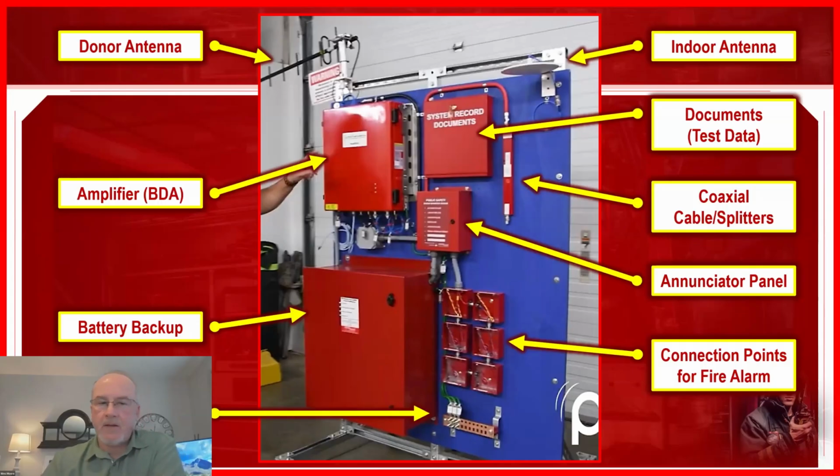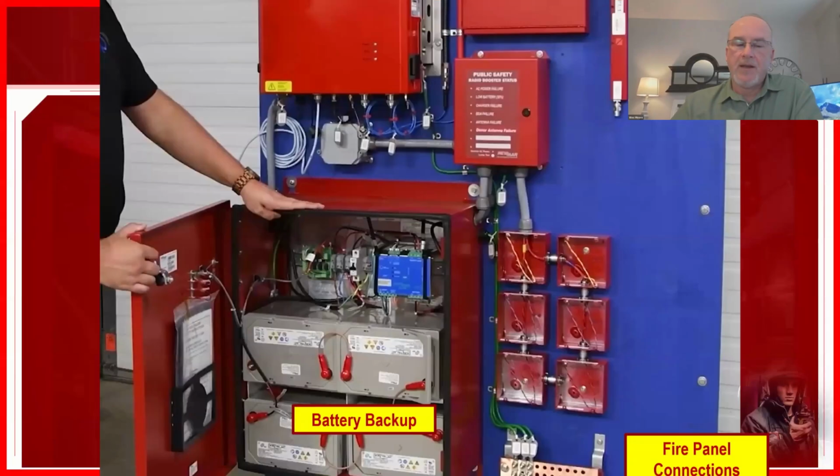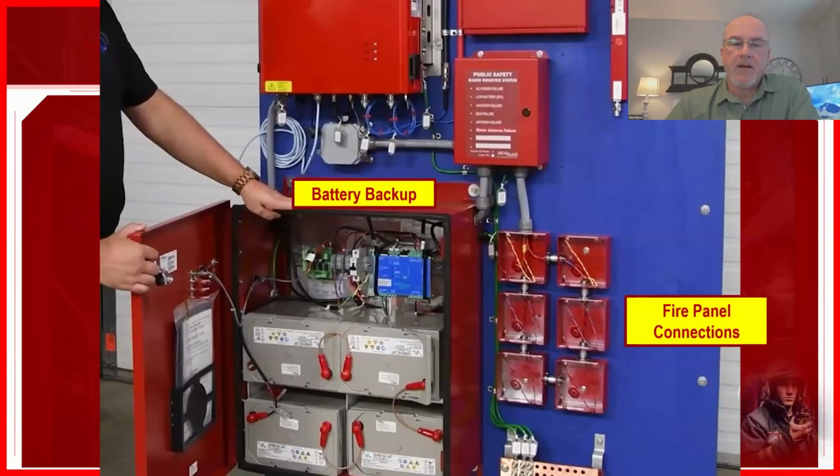Now, different manufacturers make things differently, and different installers put things up differently, but this is a big picture image of how all of that would go together. Here's a little bit of a zoom in, showing you the donor, interior, amplifier, test results, and the annunciator, so you can see more clearly what those look like. Now, if we go on down here, we're going to take a quick peek at the battery backup. We see we have our batteries in here, and then we have our fire panel connections there on the right.